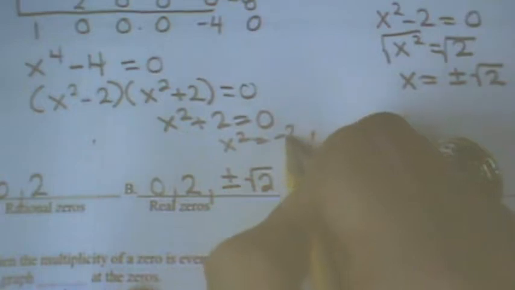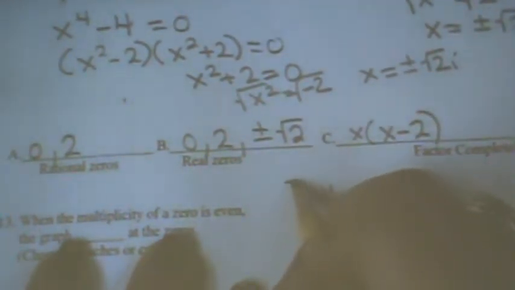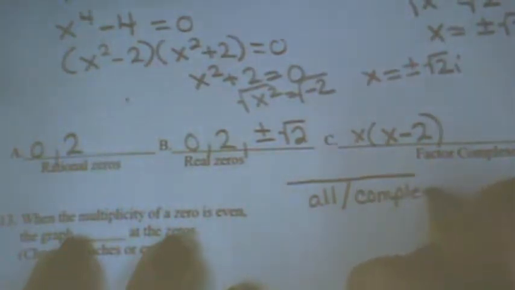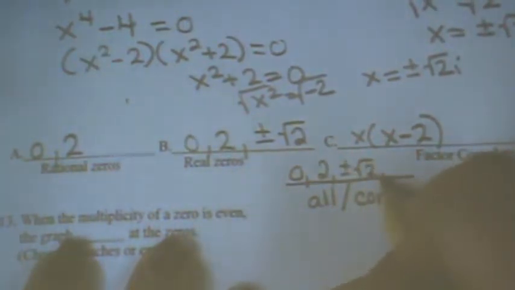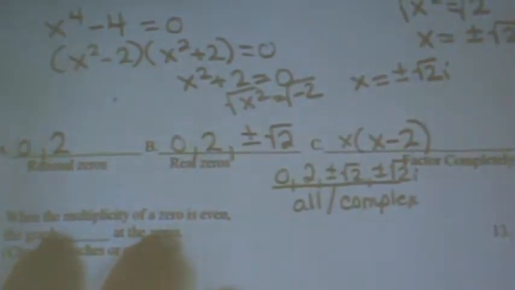Now what about, there's 2 more zeros hidden here. Where are they? What are they? They're imaginary. So if you were to bring -2 over and take the square root, what do they look like? It's plus or minus root 2i. Now, I didn't have a category that said all zeros. If I would have said all, and all could say complex, these are complex zeros. You would have written 0, 2, plus or minus root 2, and plus or minus root 2i.